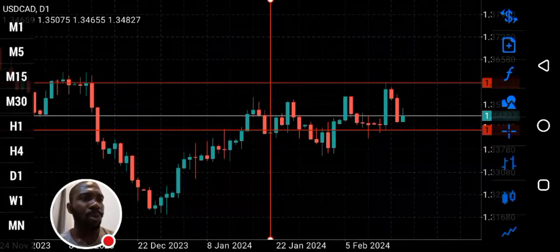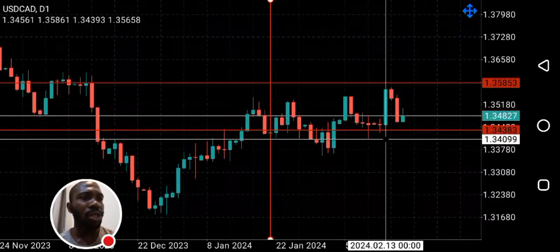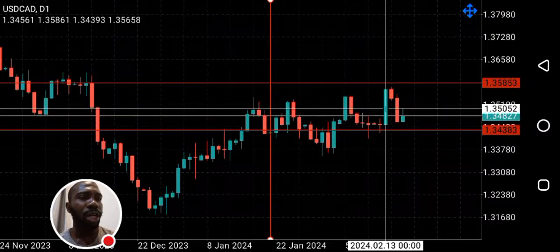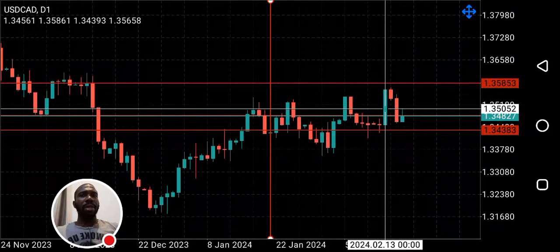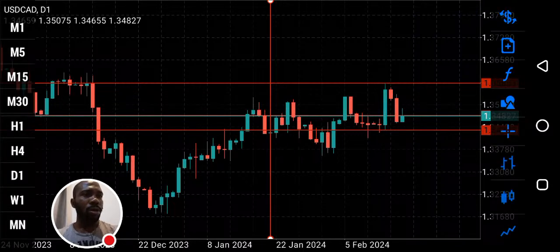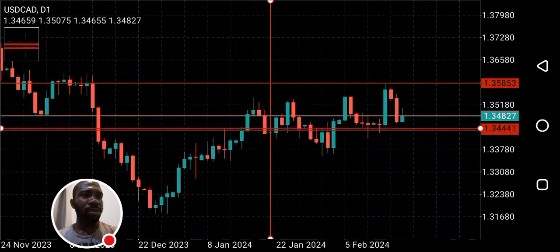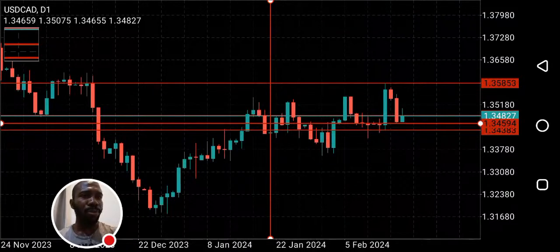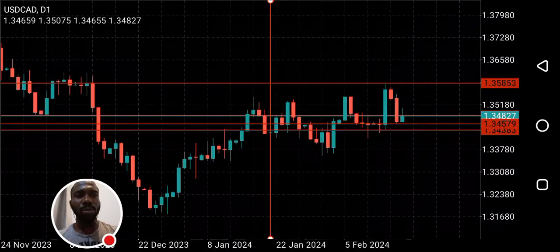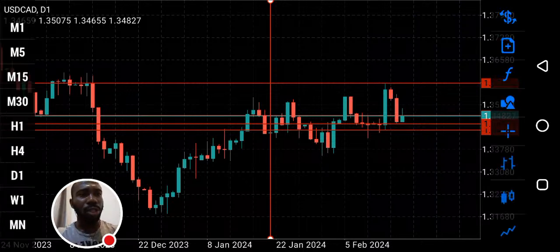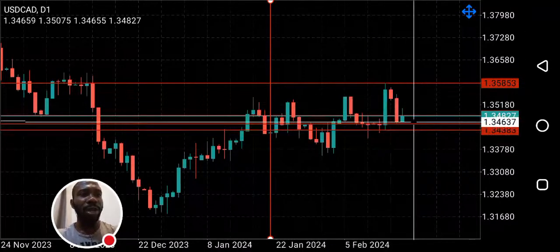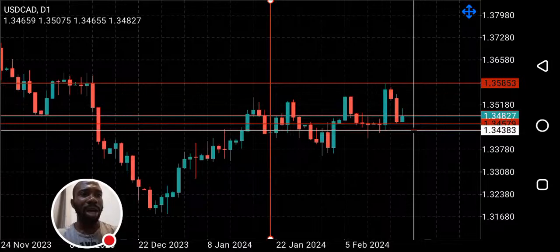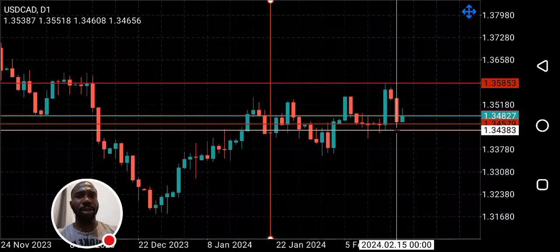So for us to sell, we want to ensure that a candlestick closes below the low of this bullish candle. That will be the right time to sell. You have to wait. As you can see, after the close of last Friday's candle, a support was formed here. Ensure that that support is broken before you sell. You have to wait for a candle to close below this demand zone or support zone before you sell.